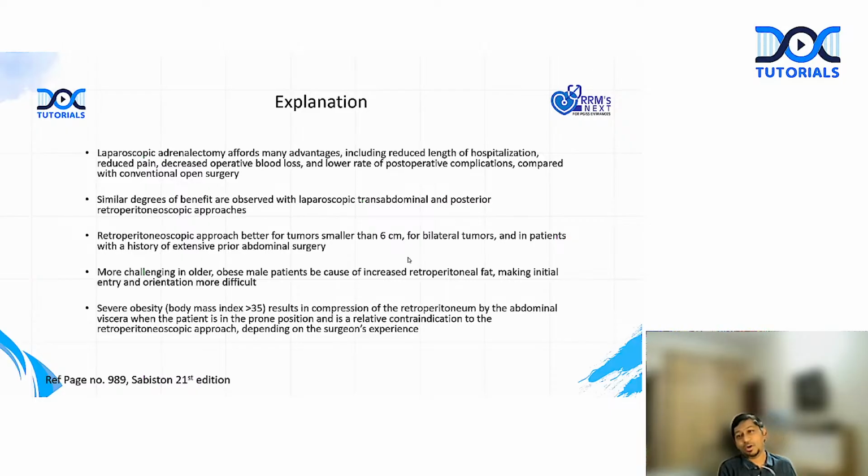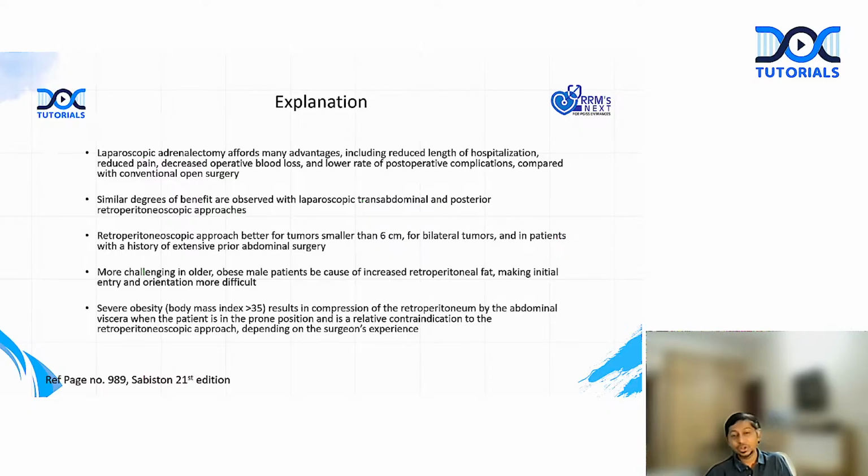It's important to avoid this in obese patients. In obese patients, it's a bit difficult because of the amount of retroperitoneal fat. In older patients, obese patients, and male patients, the initial entry space creation is a little more difficult, especially on the left side because the left adrenal is placed more medially towards the midline. The left adrenal is a little more difficult to approach retroperitoneoscopically as compared to the right adrenal.